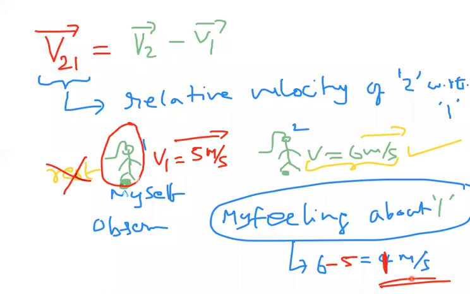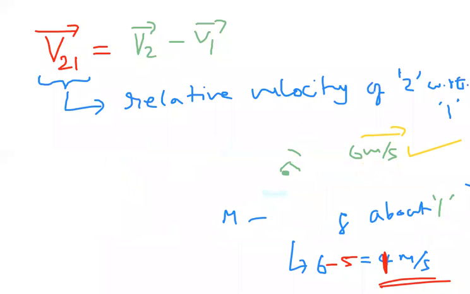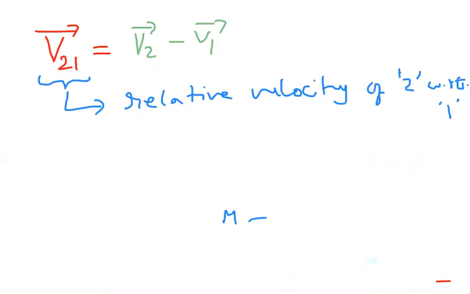Here it is not a question of retardation or acceleration. Both are moving with constant velocity, which means there is no acceleration. So the observation is made with one with respect to another. That is also called relative velocity, in one term, that is our feeling. What we feel is called relative velocity.